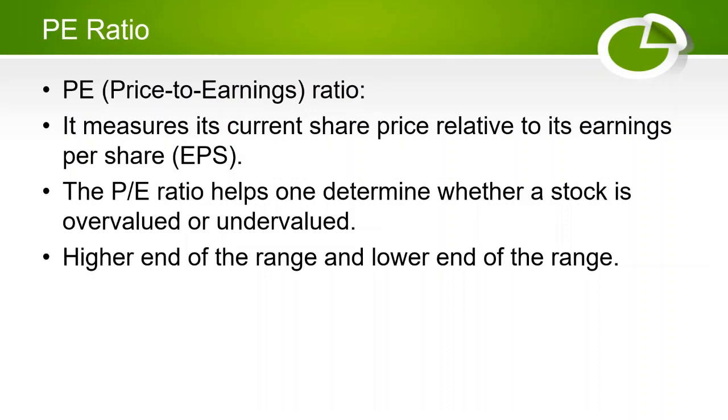We should not only see the current PE ratio. We have to look at the range of the PE ratio it has come across. There are a higher end of the range and a lower end of the range. The stock can be bought at the lower end of the range.